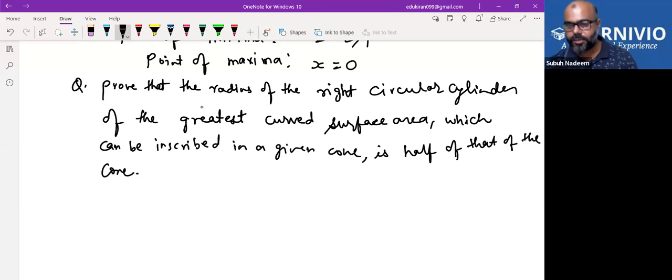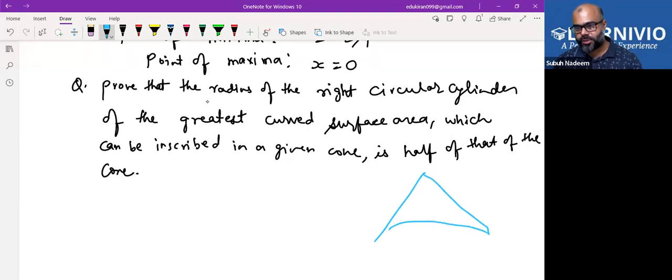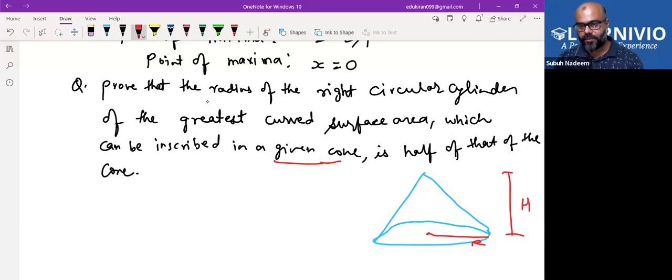So let us understand this question and make a figure. It says to prove that the radius of the right circular cylinder of the greatest curved surface area which can be inscribed in a given cone. So let us suppose this is the cone, and it is a given cone. What do you mean by a given cone? Given cone means that the radius of this cone, suppose, is capital R, which is given to us, and the height of this cone, capital H, is also given to us. That is the radius of the circular base, and the height of the cone is given to us.